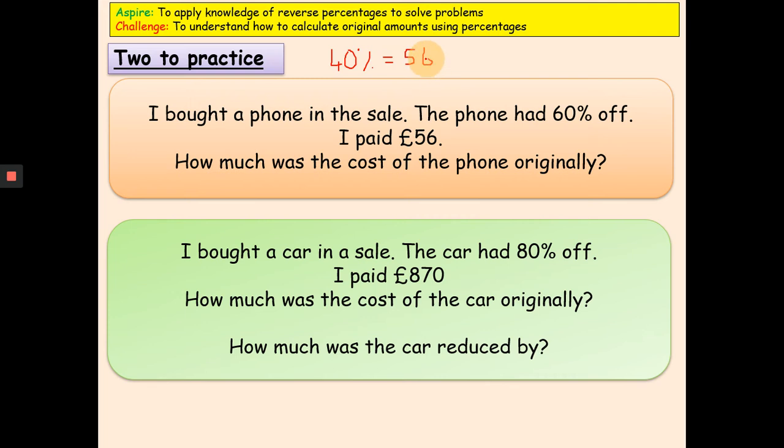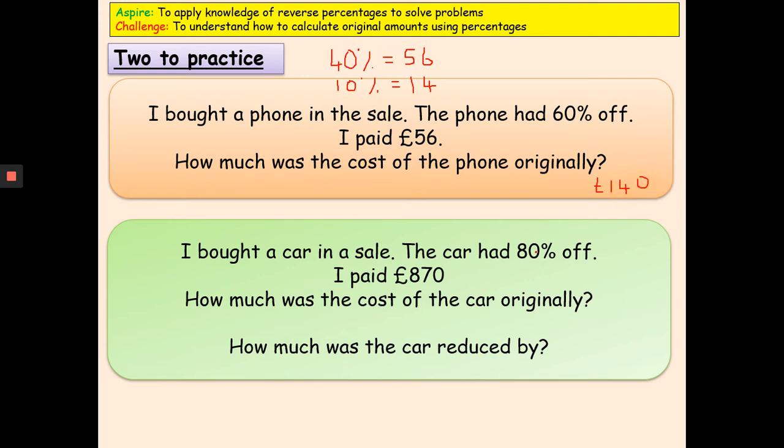So then you need to think to yourself, how can I get from 40% back up to 100%? So I'm going to go down to 10% first. So I'm going to divide by 4. So 40 divided by 4 is 10. So 56 divided by 4 is going to be 14. And then from there, I need to go from 10% up to 100%. What do I times by? Times by 10. So my original price is going to be £140. Well done if you got that.